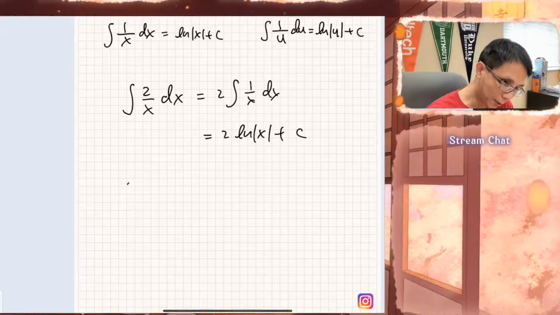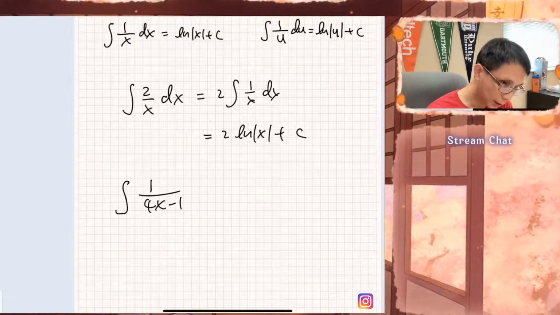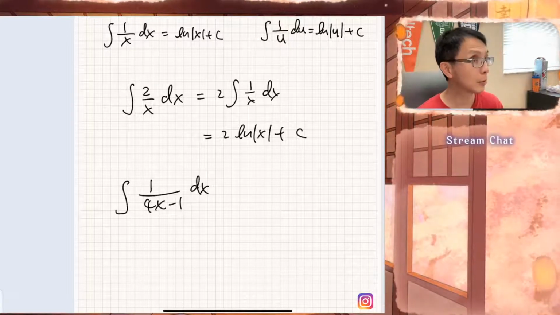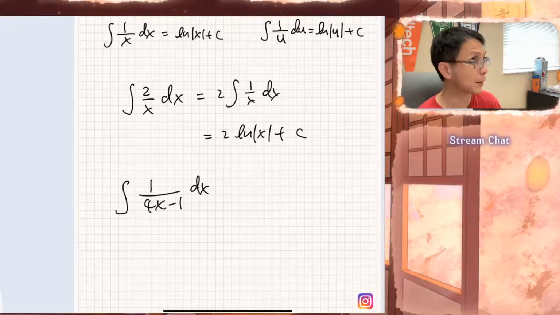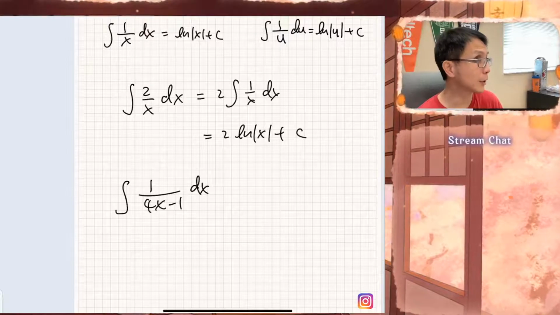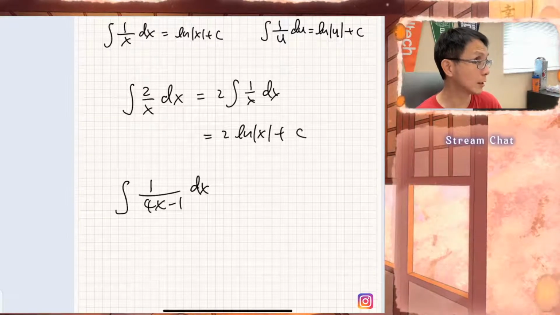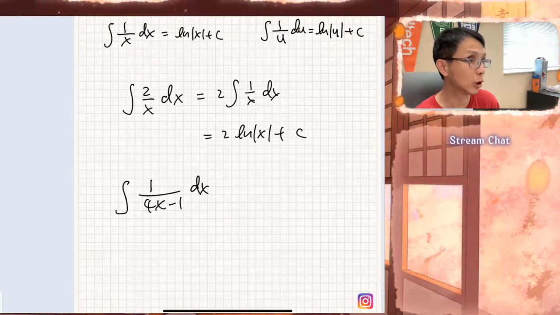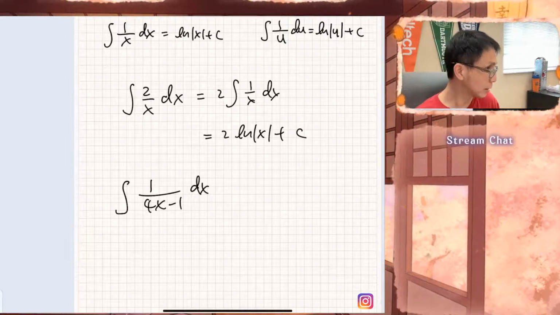You're going to do the next one: 1 over 4x minus 1 dx. Now remember, you require u substitution. With the u substitution, you need to solve for du. You need to change everything in terms of u. On your last test, a lot of people did it in terms of x bound. Don't do that. Change everything to u bound.